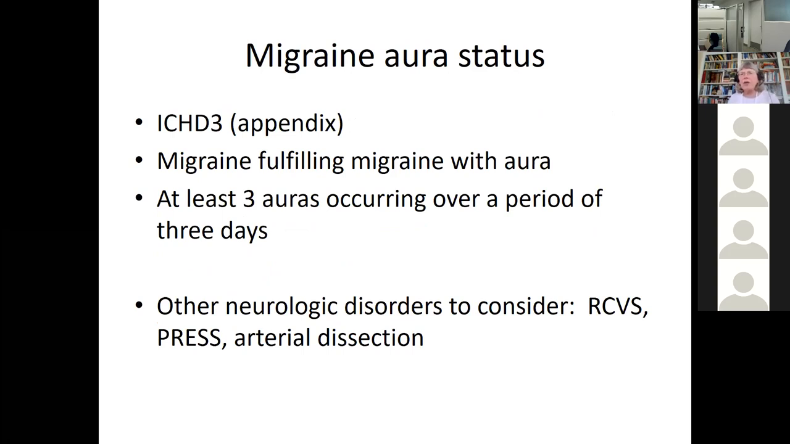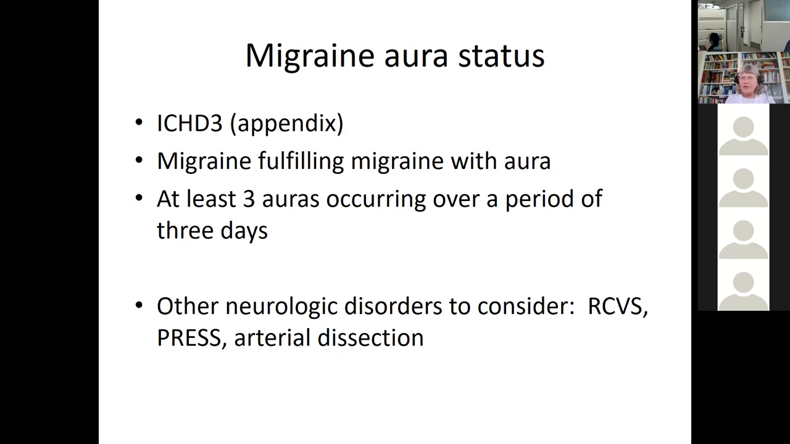And then there is migraine aura status. So this is not in the regular part of the ICHD3, it's in what we call the appendix. And these are headache types and migraine types that are waiting to be put into the regular ICHD. These are people who have migraines fulfilling migraine with aura. And these are people who have three auras occurring over a period of 3 days. Now that woman that I talked about at the beginning, with aura without headache, having three to five in a day, she would qualify for migraine aura status.